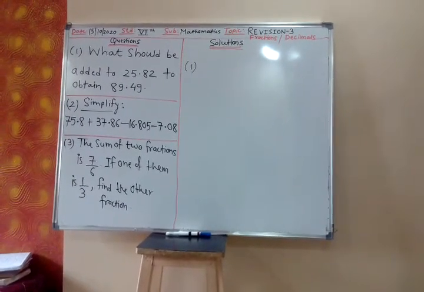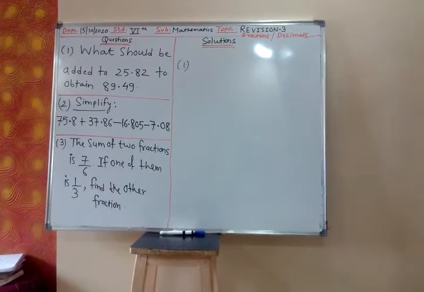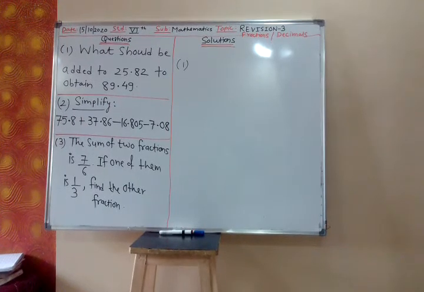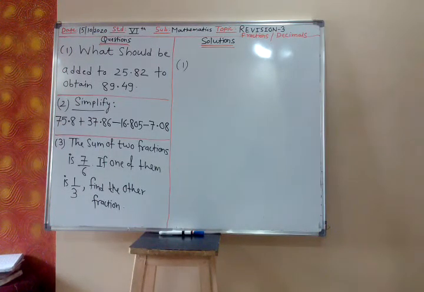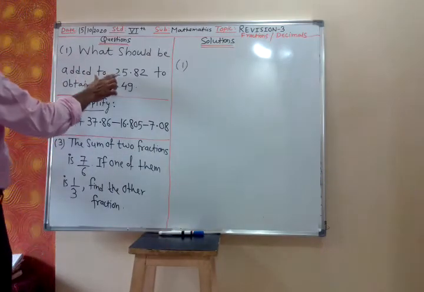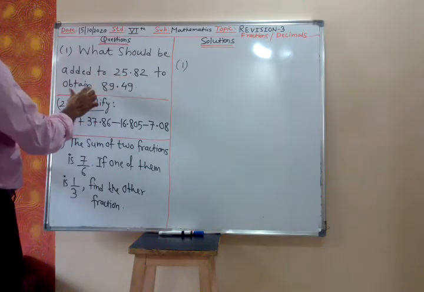Now it is clear. Yes, it is clear. No, only one question you write. Question number 1 you write. What should be added? Now let us start. What should be added to 25.82?